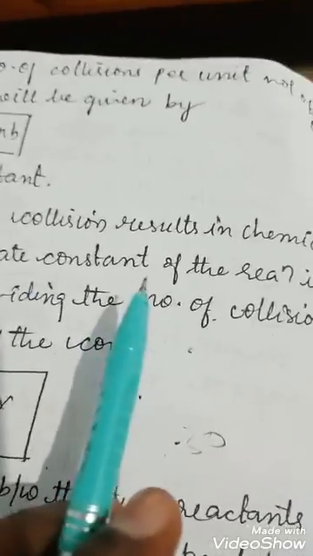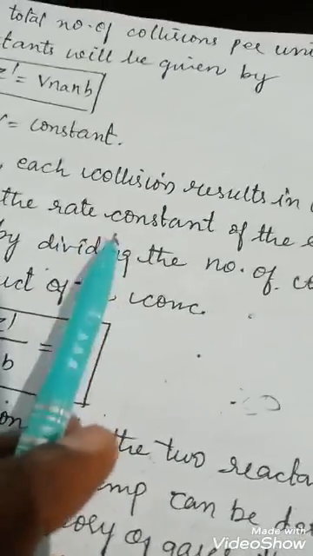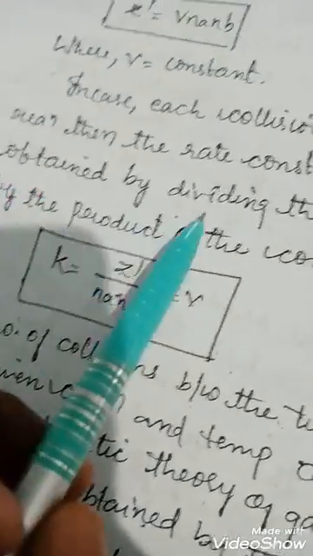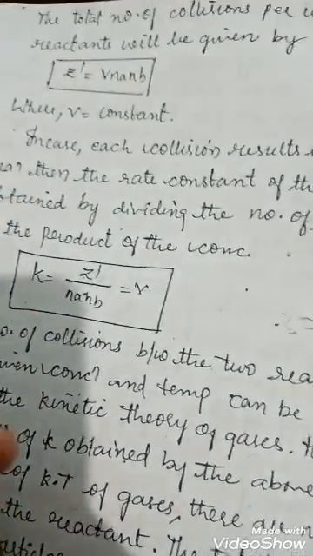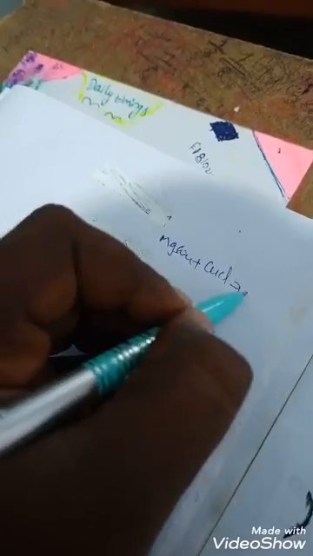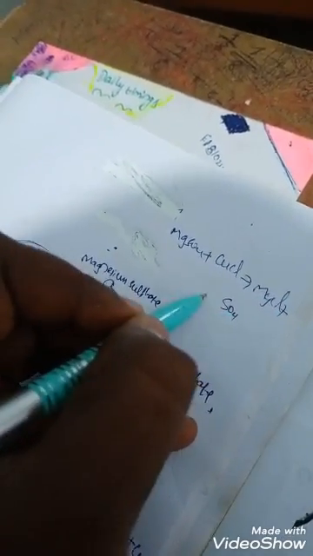In case each collision results in a chemical reaction, then the rate constant of the reaction is obtained by dividing the number of collisions by the product of the concentrations. What happens in that case, when each collision results in a chemical reaction? MgSO4 and CuCl are chemical reactions, and CuSO4 and MgCl are also chemical reactions. These are two reactants in the presence of collision theory forming products.